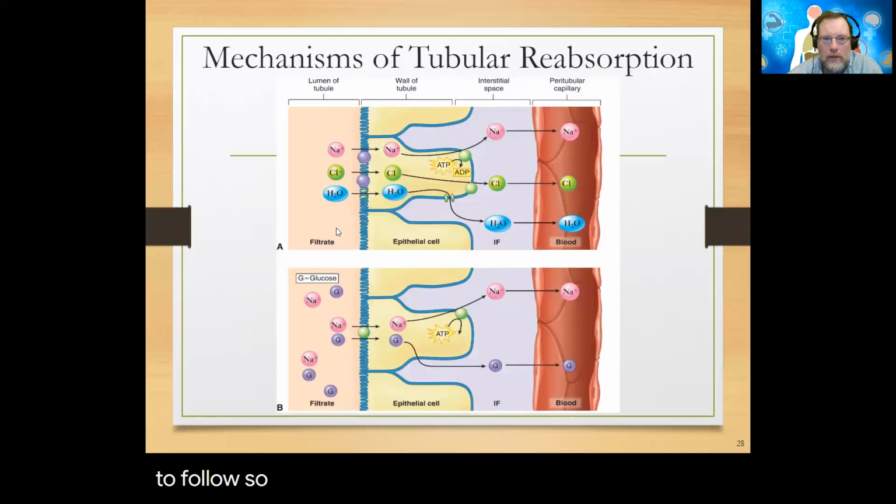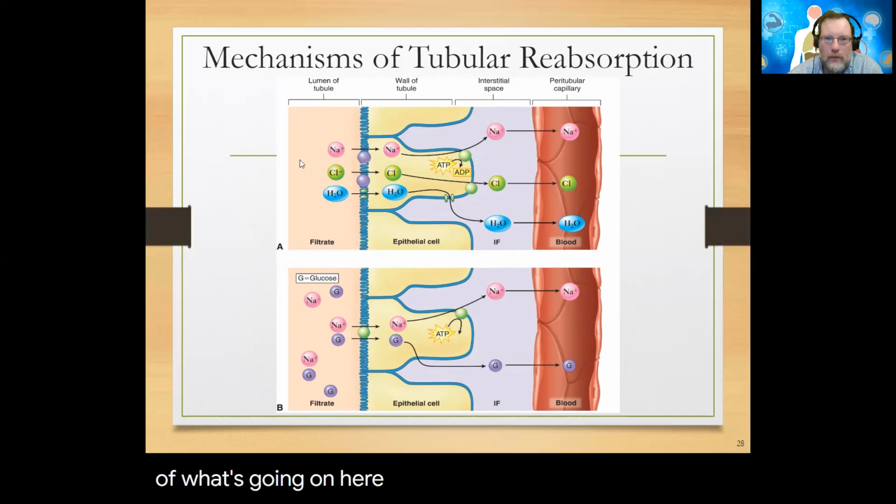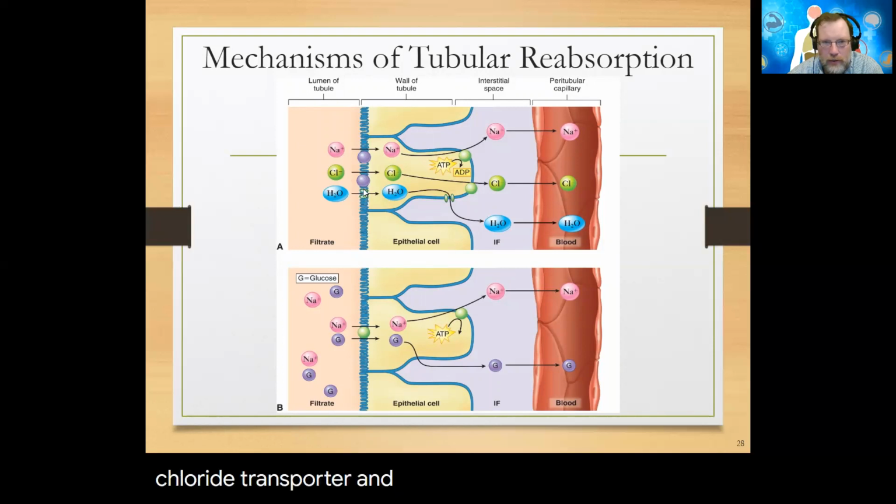Okay, so here's a couple of examples in illustrated form of what's going on here. A couple of items got filtered out into the tubular system. So we're in the proximal convoluted tubule here. And here's a sodium transporter. And here is a chloride transporter. And here is a pore or a channel, probably what we'd call an aquaporin for water to pass through.